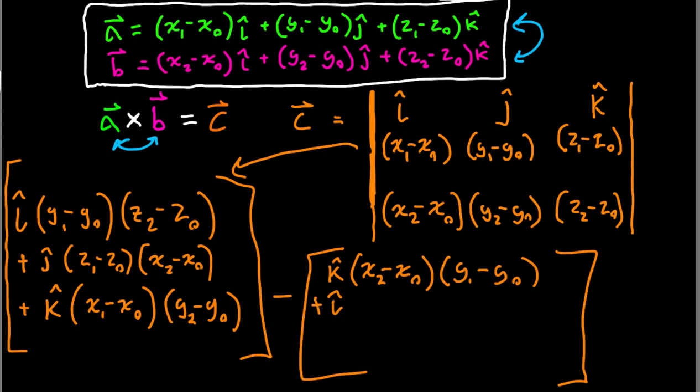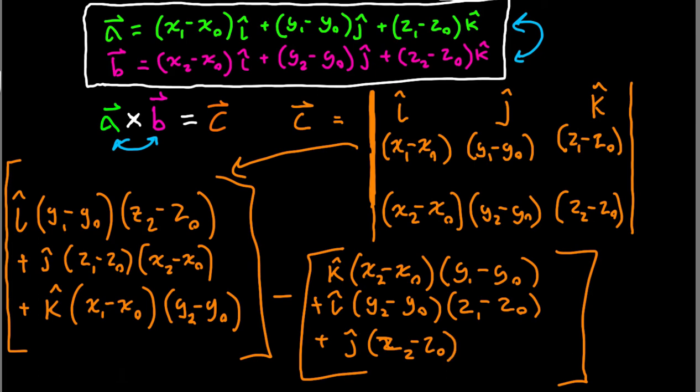Plus i times (y2 minus y0) times (z1 minus z0), plus j times (z2 minus z0) times (x1 minus x0). Okay, so now all we need to do is put these terms together, and for that I'm going to clear a little bit of space. So hopefully you've seen the stuff up above.